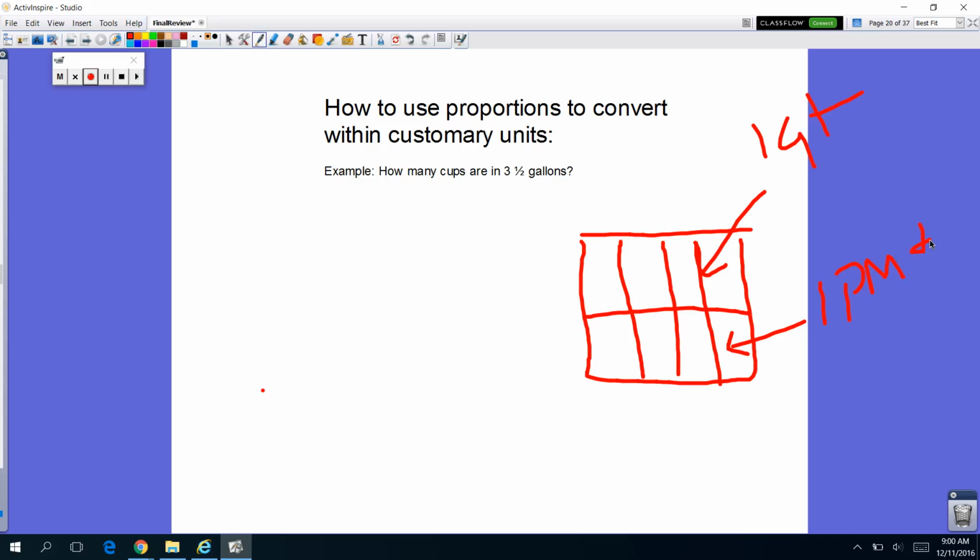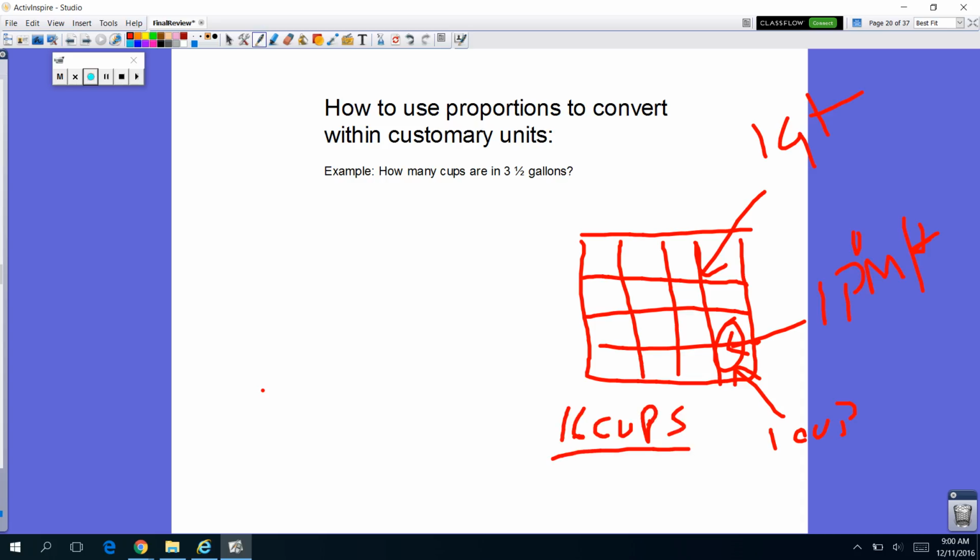See, that helps me remember that there's 1, 2, 3, 4, 5, 6, 7, 8 pints. 8 pints in 1 gallon. And then I know that 1 pint, and I can visualize it, has 2 cups. So you see how this pint got broken into 2. That means that one of these is 1 cup. And so now I can count them, and I come to the conclusion that there are 16 cups in 1 gallon.